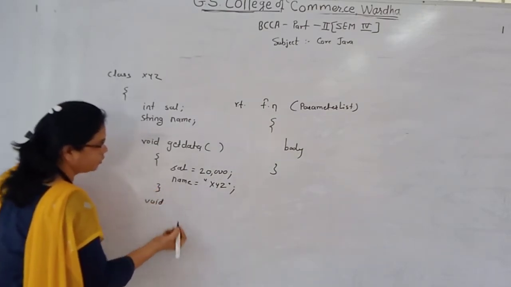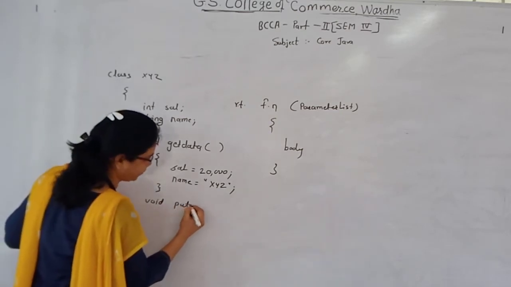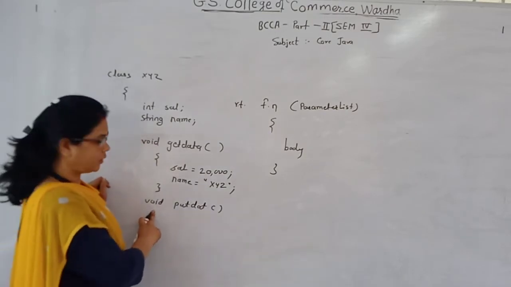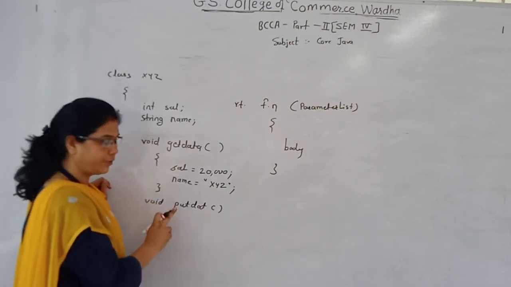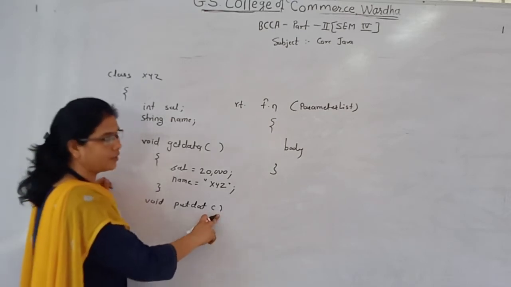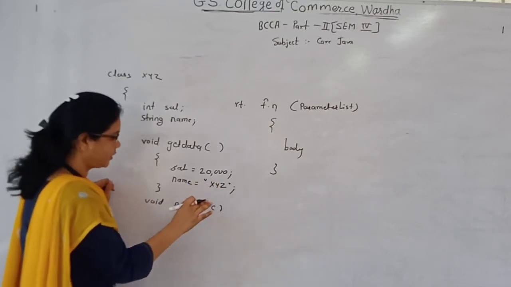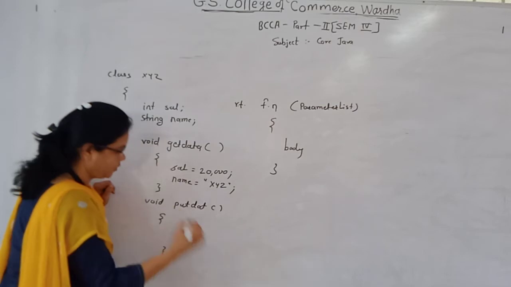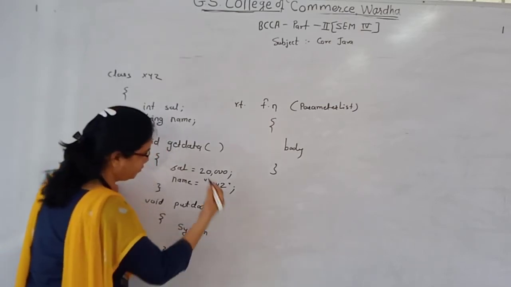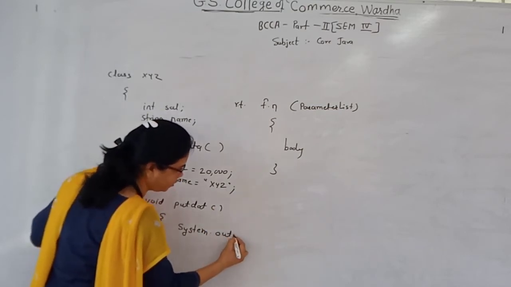Here I am going to define the next function, void putData. Again the return type of that function is void, which means this function cannot return anything. The parameter list of that function is empty, which means we don't have to pass anything here. Now I display the variable values by using System.out.println.